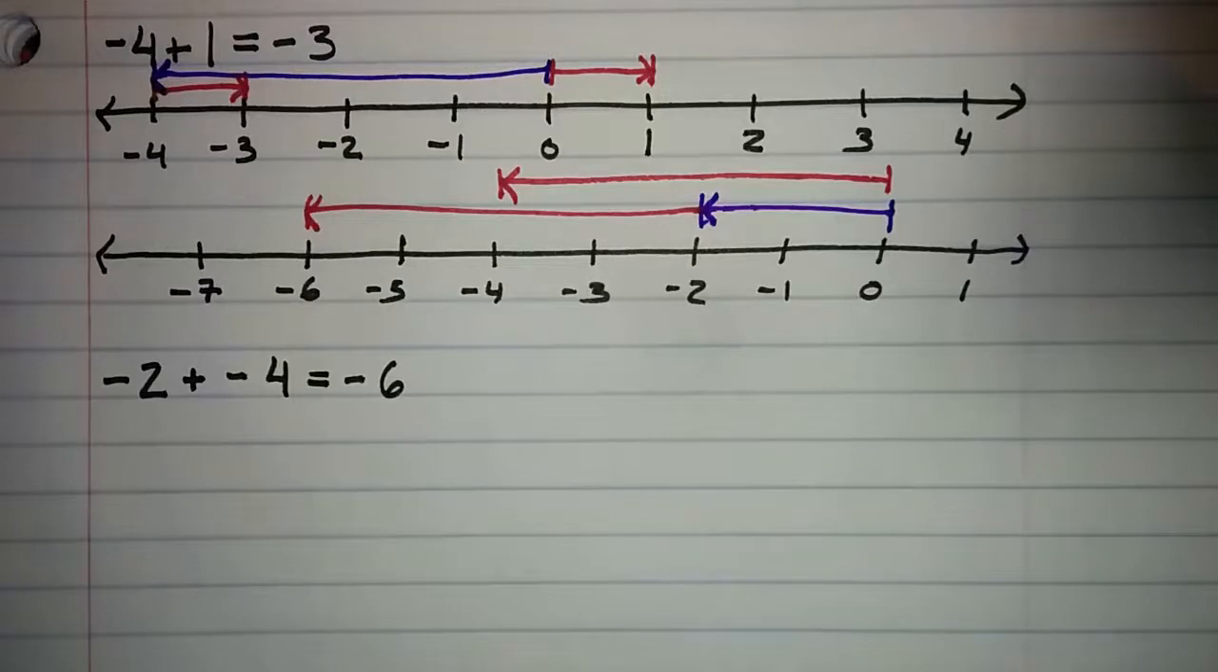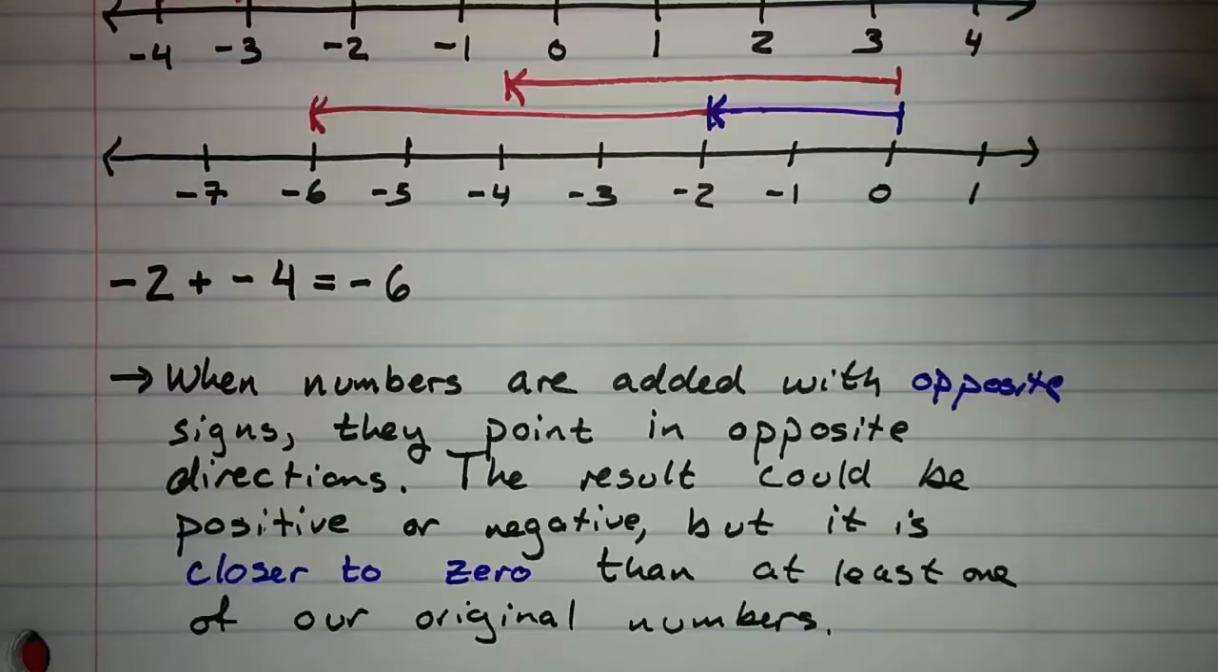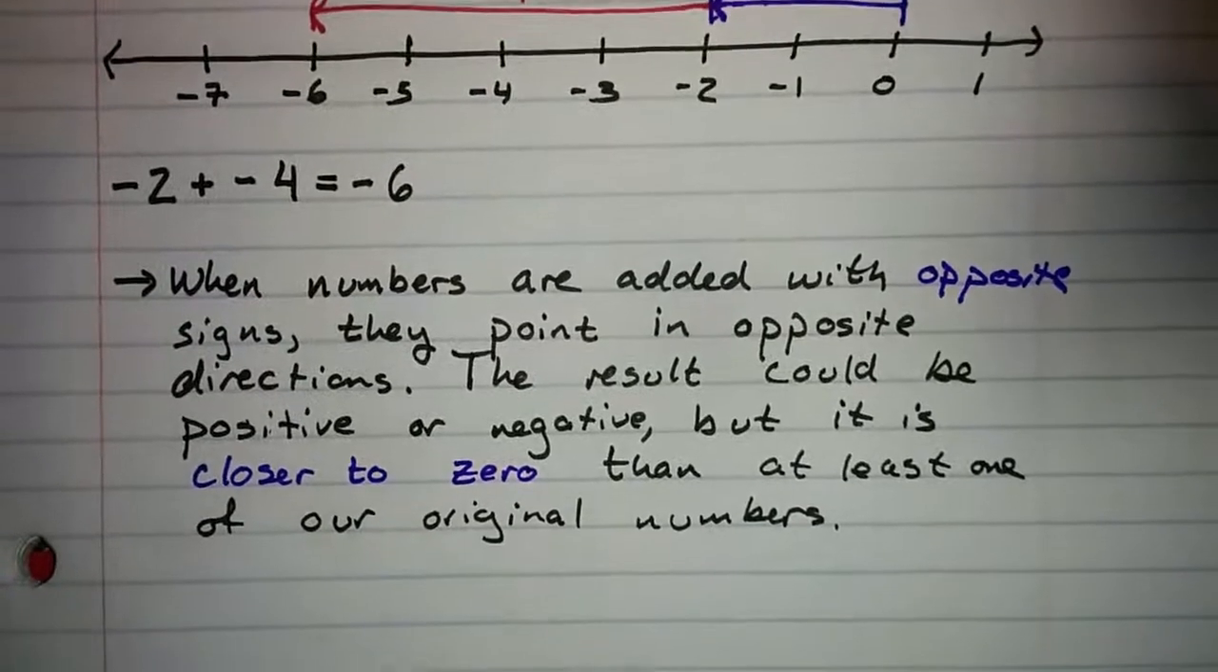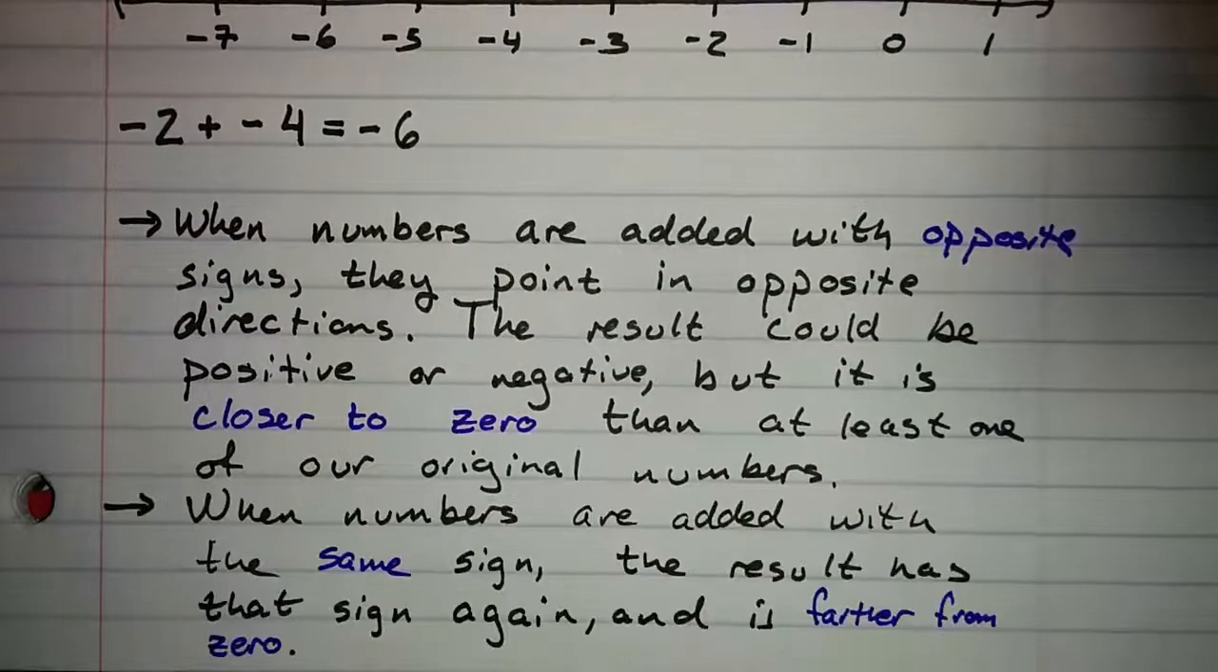That's interesting, right? What is it that we're seeing? When the numbers we add have opposite signs, that means they point in opposite directions. So the result might end up being positive or it might end up being negative, but it's closer to 0 than either of our two original numbers. When we add two numbers with the same sign, those point in the same direction. So the result always has that same sign again, and it's further from 0 than either of the two original numbers. This pattern is going to let us develop some general rules for adding signed numbers.